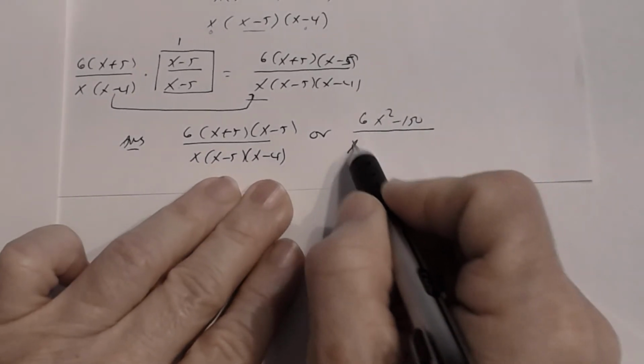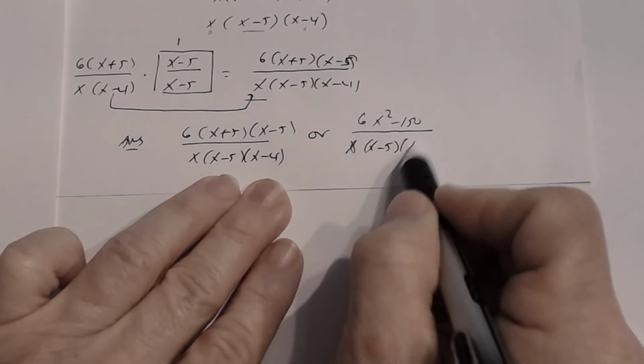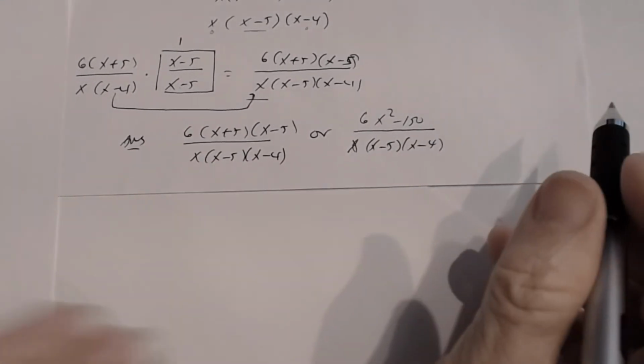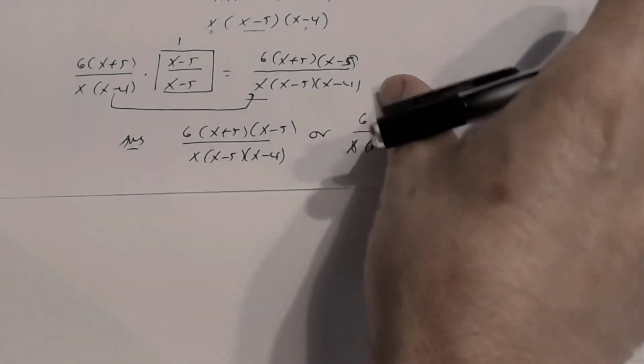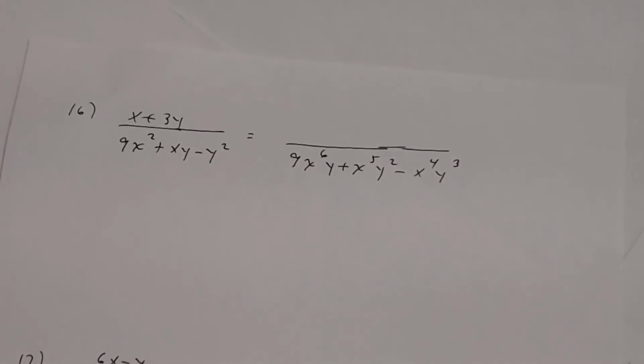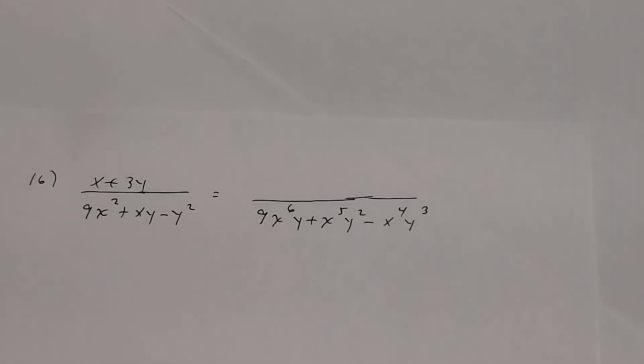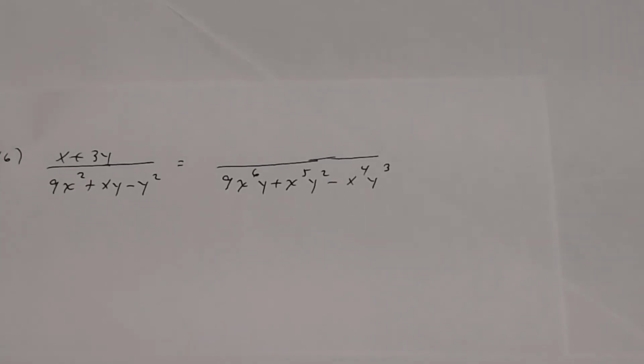But leave the denominator factored. That's going to be important in our discussion in the next lesson. Leave the denominator factored. Okay, let's look at a couple more. But I think you should get the handle on how to write equivalent rational expressions.